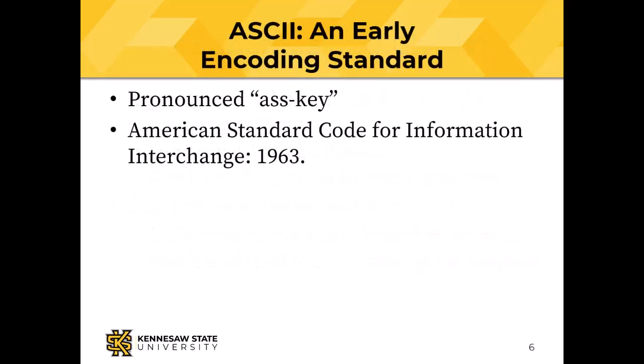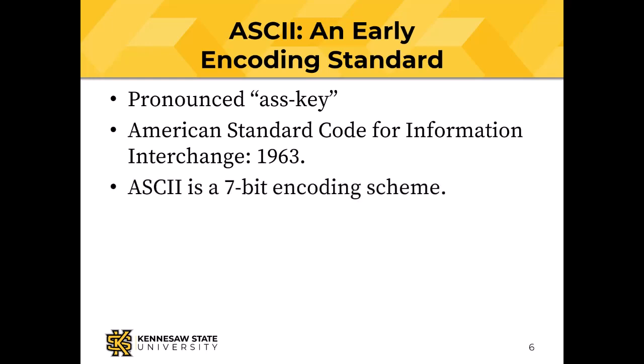One early encoding standard was ASCII, the American Standard Code for Information Interchange. It was standardized in 1963. It's a 7-bit encoding scheme because it was used for teletypewriter and telegraph transmission. Transmission time was expensive in 1963, and so the encoding scheme used the fewest bits possible to get us those upper and lowercase letters, numbers, symbols, and punctuation.